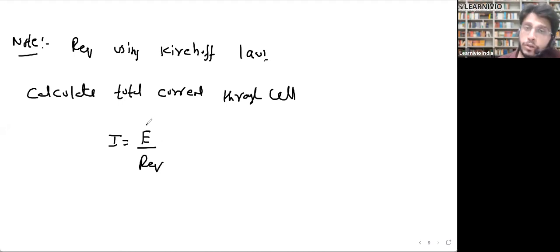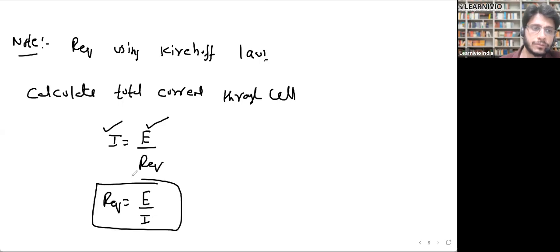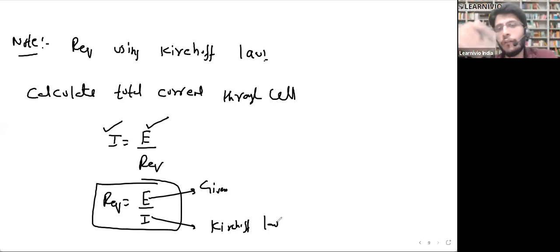So in numericals of Kirchhoff law, you know how much the EMF is. Through Kirchhoff law, you can get the value of total current. If you know these two terms, then you can write R equivalent is E divided by I. This E is given in the numerical, you always have the value of EMF. I is what you will calculate using Kirchhoff law. And once you have I, get the ratio of E and I, and you can get R equivalent.